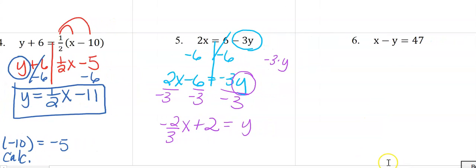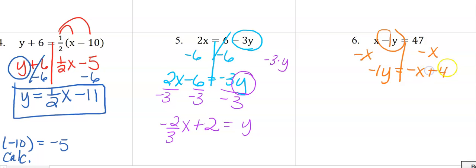Next problem. What do I want to get by itself? The y. And one of the things that I always like to point out is what is in front of this y right here? That's actually a -1. Write it in whenever you see that negative so you're least likely to forget that negative when you pull the problem down. So I need to get rid of an x. How do I get rid of an x? I minus x. So I'm left with -1y. Don't forget that negative. Minus x plus 47. I can't put them together because they have different last names.